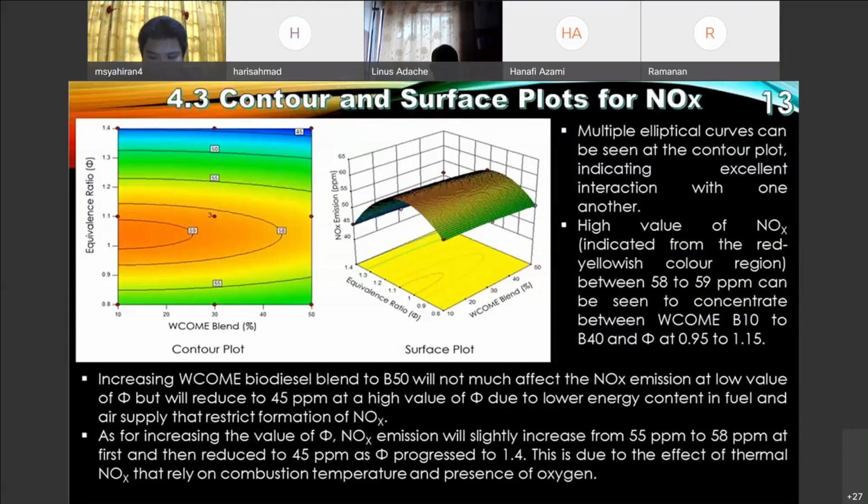Increasing WCOME blends to B50 will not much affect the NOx formation at low values of C but reduces it to 45 ppm at high values of C, due to lower energy content in the fuel and air supply that restricts the formation of NOx. As for increasing the value of C, emission will slightly increase to its peak and then reduce to 45 ppm as C progresses to 1.4. This is due to the effect of thermal NOx that relies on combustion temperature and the presence of oxygen.